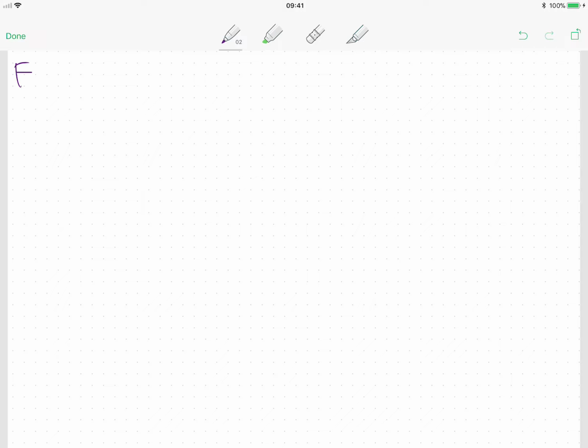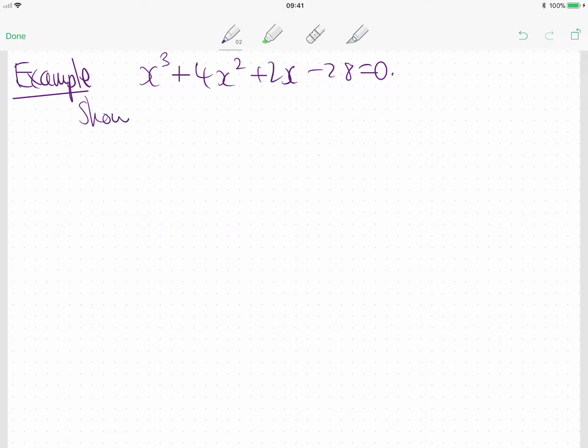Hello everybody. In this video I'm going to take a look at solving some cubic equation, and we're going to use complex numbers. Okay, so here's the question. We want to consider this cubic. We firstly want to show that x equals 2 is a root, and we call that part A. Part B, fully solved.